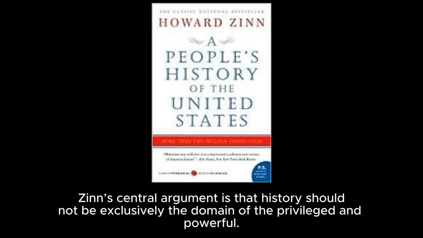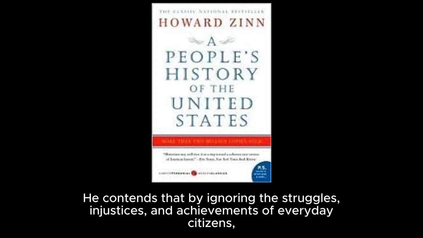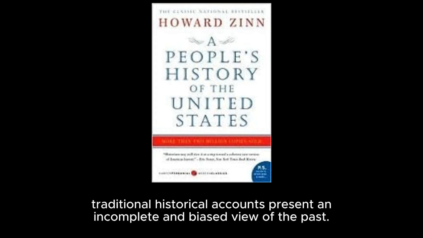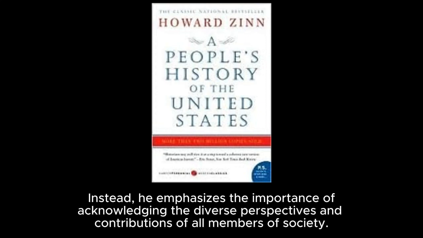Zinn's central argument is that history should not be exclusively the domain of the privileged and powerful. He contends that by ignoring the struggles, injustices, and achievements of everyday citizens, traditional historical accounts present an incomplete and biased view of the past. Instead, he emphasizes the importance of acknowledging the diverse perspectives and contributions of all members of society.